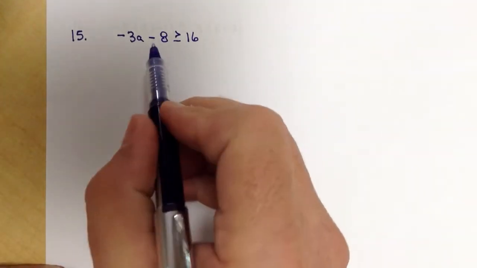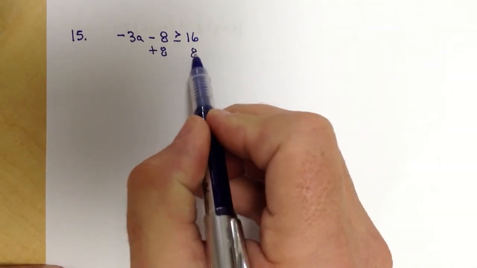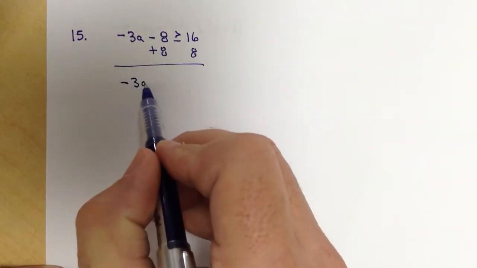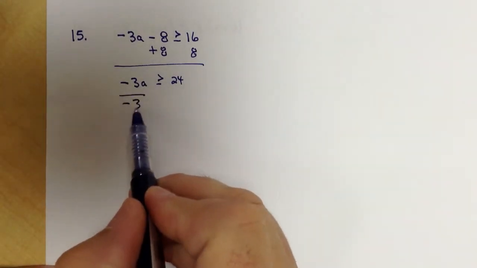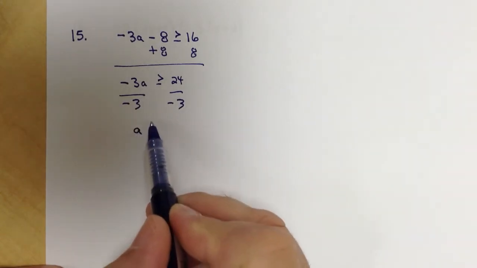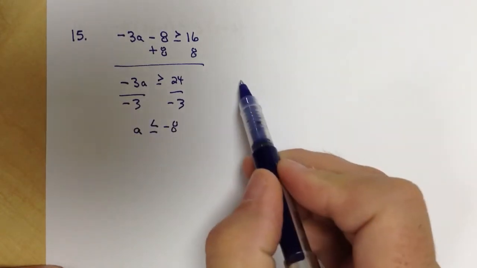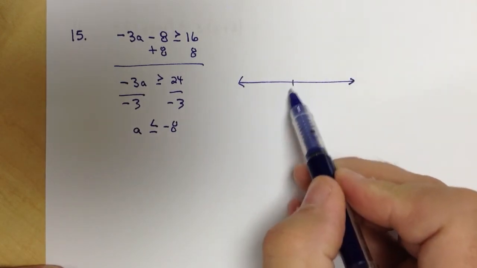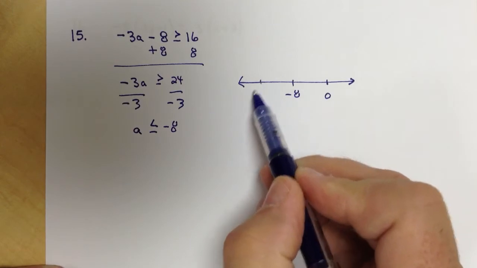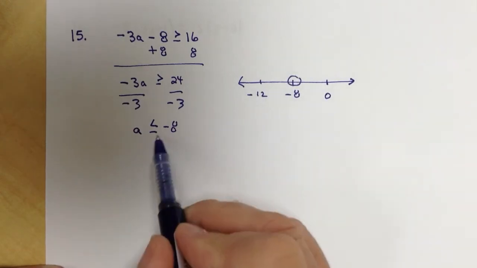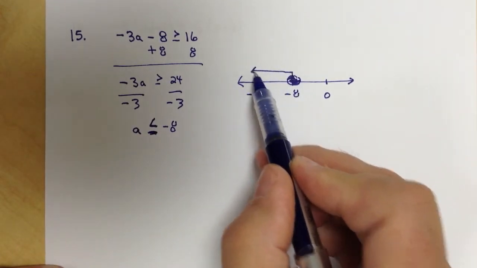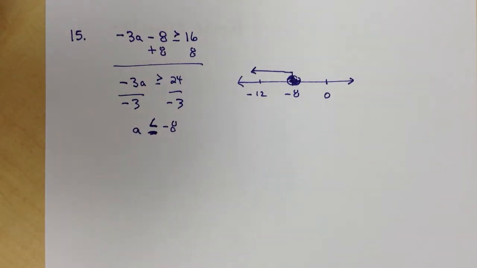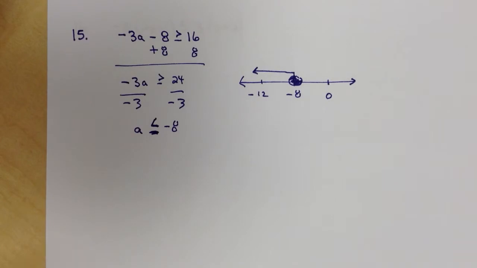All right, to solve this inequality, I'm going to first add 8. Negative 3a greater than or equal to 24. Divide by negative 3. When I divide by negative, make sure you flip the sign. And then if I was asked to graph this, so less than or equal to, therefore I have a closed circle heading that way. Less than or equal to gives me a closed circle.